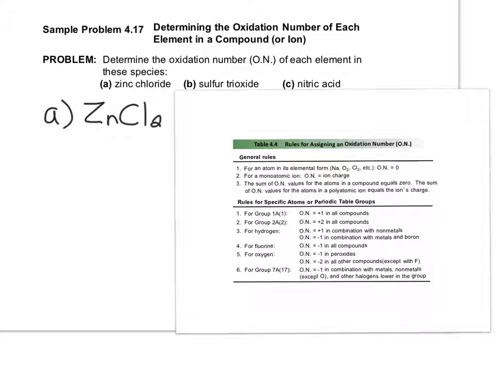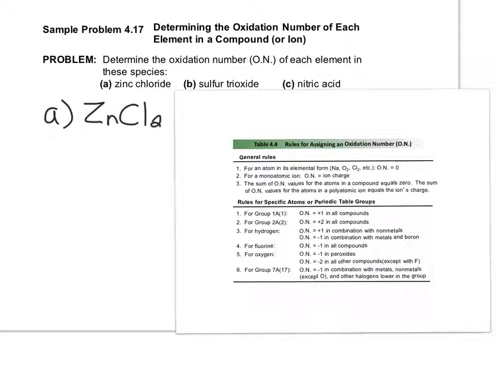I'm not going to go through all of those, but we're going to use one of them here immediately, right? I'm looking here, and I have zinc and I have chloride ions. Now, I don't have any general rules for zinc chloride up here. This is a compound. This is an ionic compound. And I don't have any rules for ionic compounds. But I do have a rule for group 7A that are combined with metals, right? Chlorine is a halogen. That's group 7A. Zinc is a metal. It says, for group 7A, the oxidation number is equal to -1 in combination with metals.